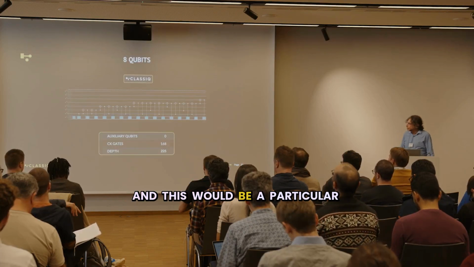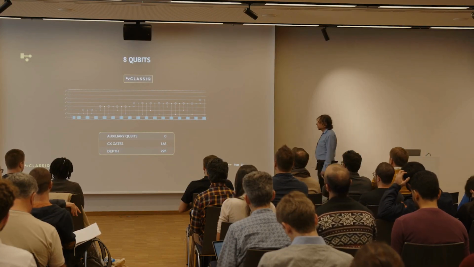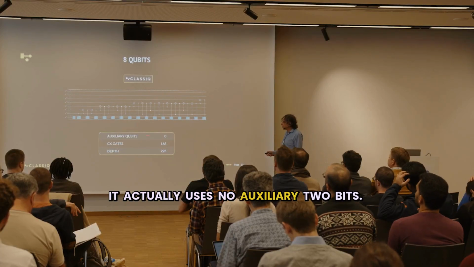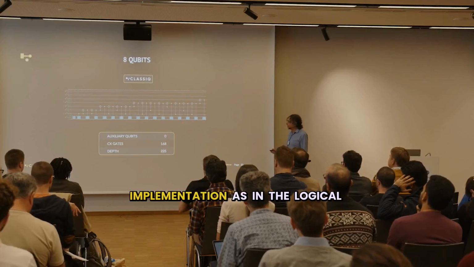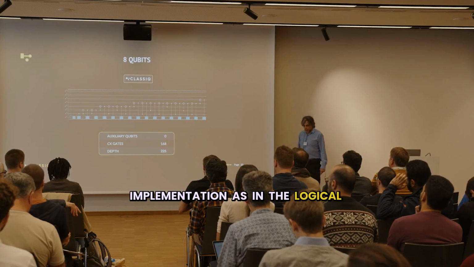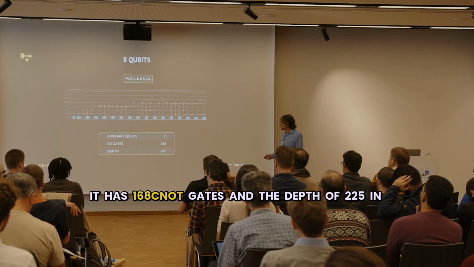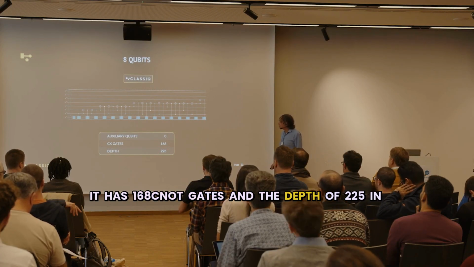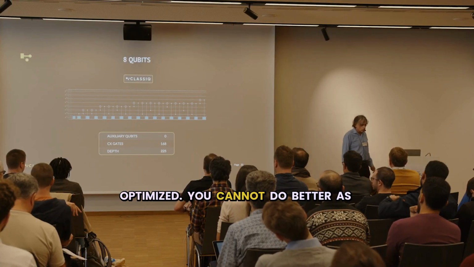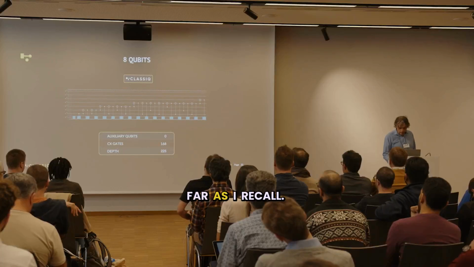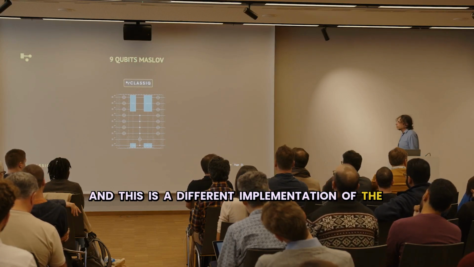And this would be a particular implementation of this function. It actually uses no auxiliary qubits. So the same number of qubits in the physical implementation as in the logical description is what the user wants. It has 168 CNOT gates and the depth of 225 in terms of CNOT gates. I believe it is optimized. You cannot do better, as far as I recall. And this is a different implementation of the same function.